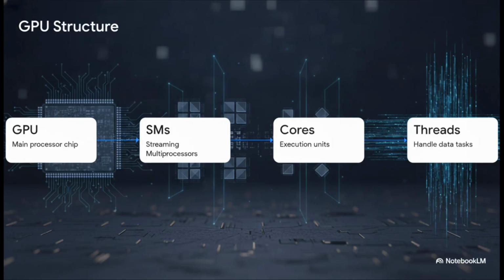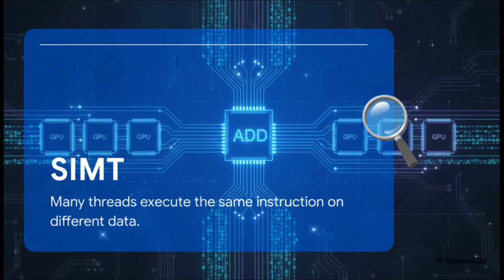Inside each SM, you have the physical execution units, often referred to as cores. And these execution cores manage the thousands of individual software threads that actually do the data processing. Multiple SMs work in concert to give the GPU its massive computing power. And to orchestrate all of this, the GPU utilizes a brilliant execution model known as SIMT, which stands for Single Instruction Multiple Threads. In an SIMT architecture, the controller issues just one single instruction, for example, add two numbers together.